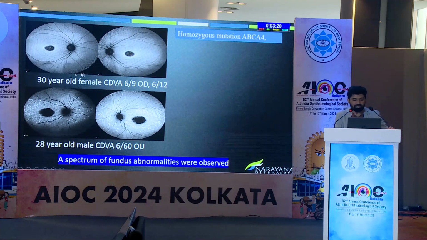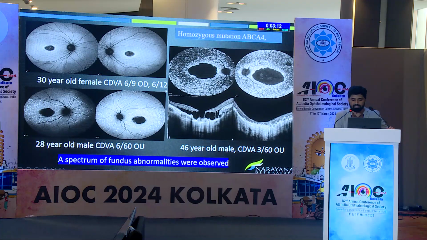The second one is a 30-year-old female, also had Stargardt's ABCA4 mutation, but there were only atrophic macular changes and no flecks at all. So this was one more, a 46-year-old male with an extensive degeneration involving the macula and also the mid-periphery, and along with that there was kind of an outer retinal cavitation in one eye, which possibly could be related to an associated myopia.